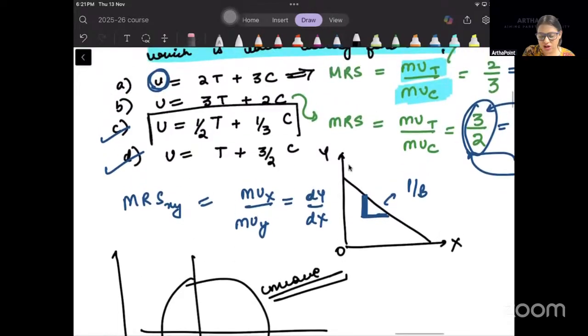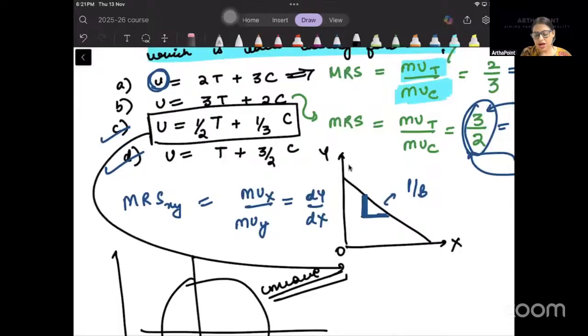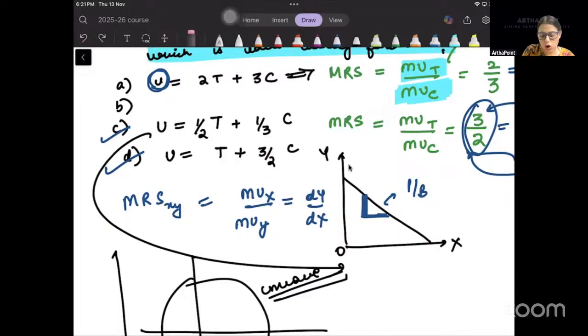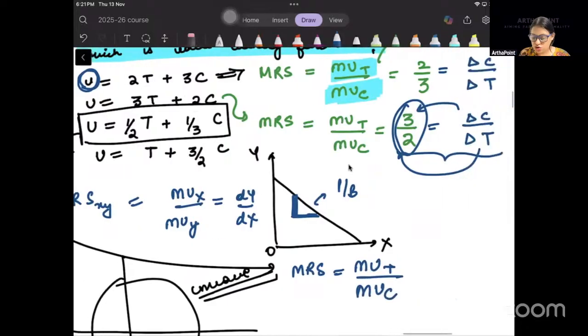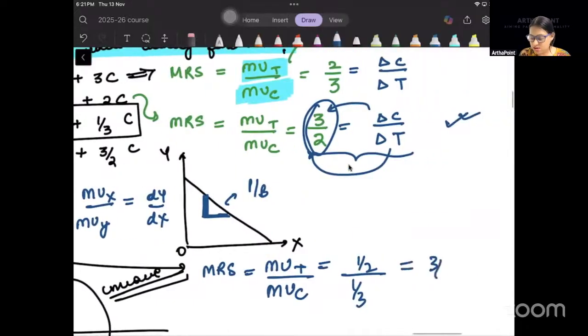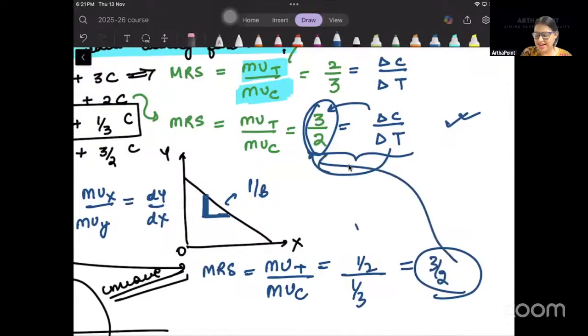Did anyone check option C, what is the MRS? What if it was not given in the options? Then check all options. So what is the MRS in option number C? It depends on what I am taking on the x-axis. So I am taking T on the x-axis. So MUT by MUC. So this will be 1/2 by 1/3, which becomes 3/2. So I am getting the same MRS. So C is also correct.